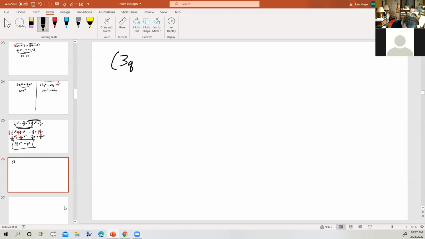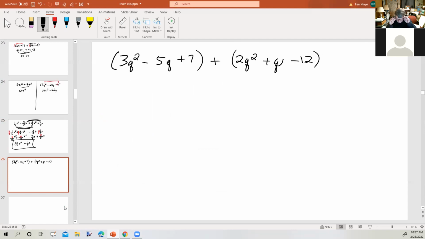All right, now let's say we have the following polynomials. 3q squared minus 5q plus 7 plus the quantity 2q squared plus q minus 12. Again, if there's nothing in front of the set of parentheses, like here, or just a plus sign, like there, it's as if we have one of the group. And distributing one of the group, we would basically just get rid of the parentheses.